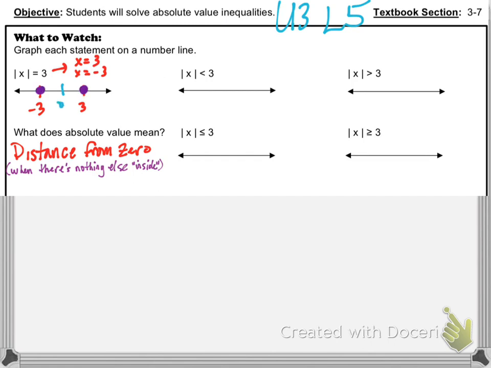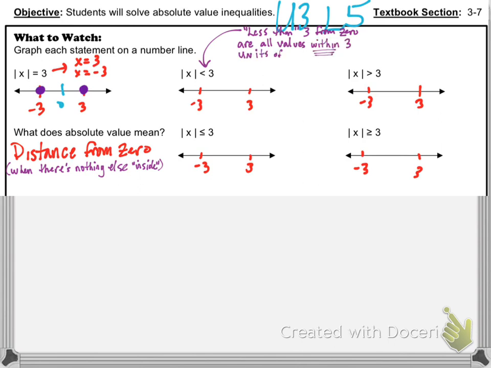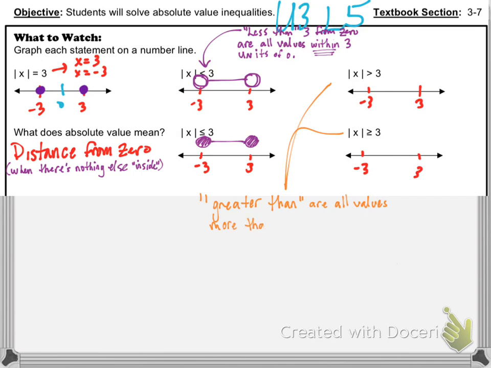Now, they're just points because there's only 2 numbers at work. With inequalities, there's a range of numbers. So, with the less than, it's all the numbers that are within 3 units of 0. Actually, not or equal to. So, anything less than 3 units. So, that's going to be from there to there. Now, if it's less than or equal to, we're allowed to include the endpoints of 3 and negative 3.